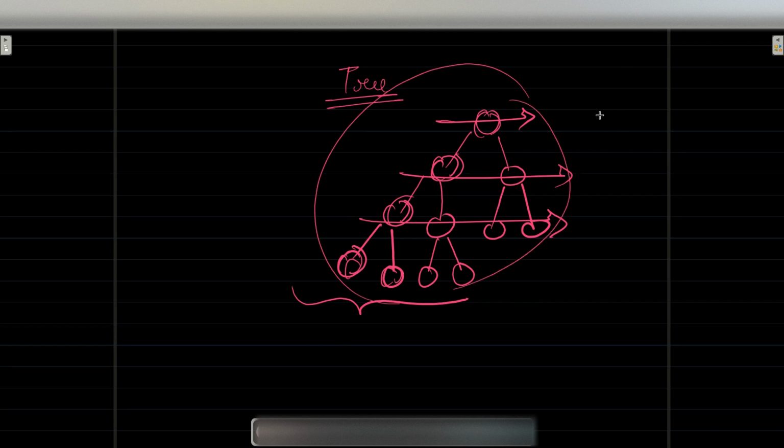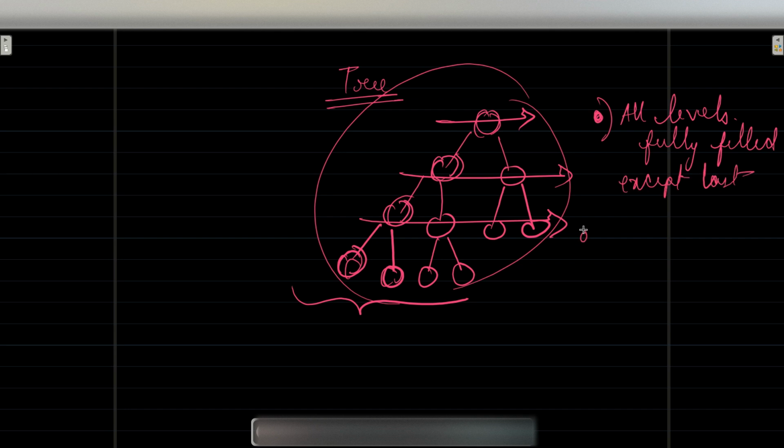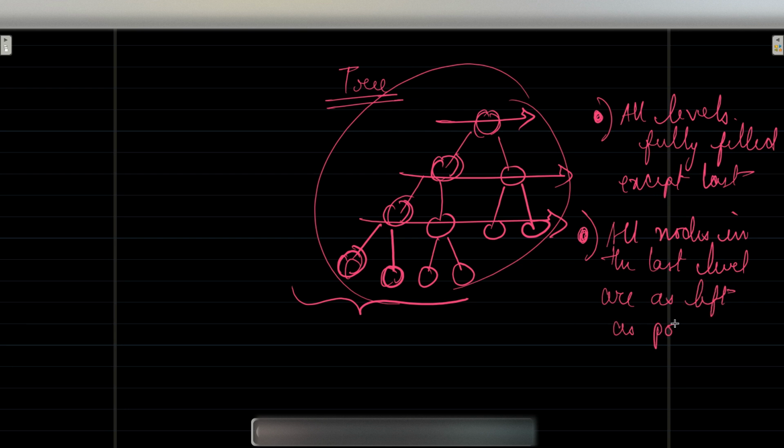Alright, so what are the conditions for a complete binary tree? All levels fully filled except the last one, and all nodes in the last level are present as much to the left as possible. So these are the two conditions that are required for a complete binary tree to exist.